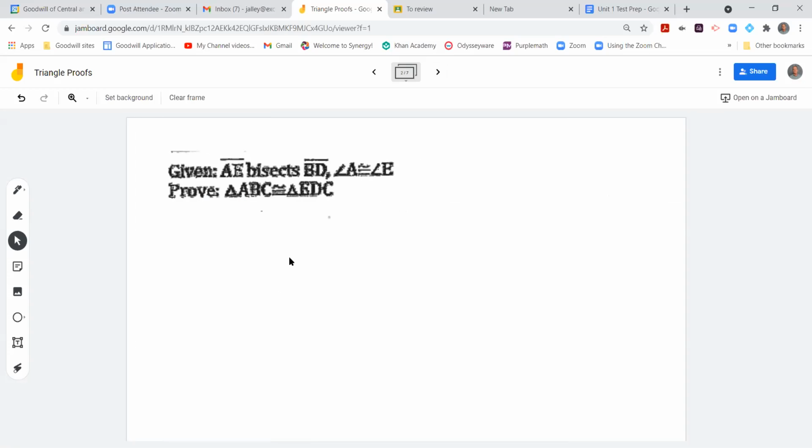Okay, and this one I had to really blow up because it's muddy already on the document. Hopefully you can read it. We don't even have a drawing. What is this all about? Segment AE bisects segment BD. Angle A is congruent to angle E. Now we have to prove these two triangles are congruent.